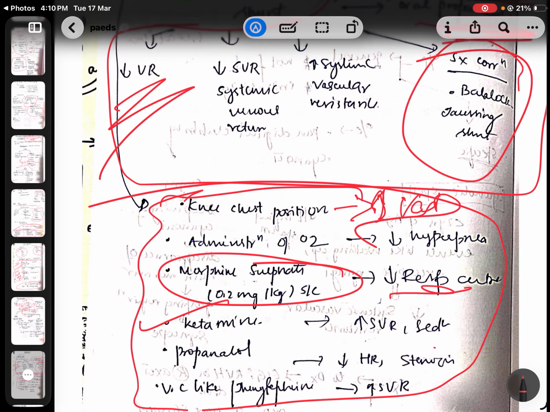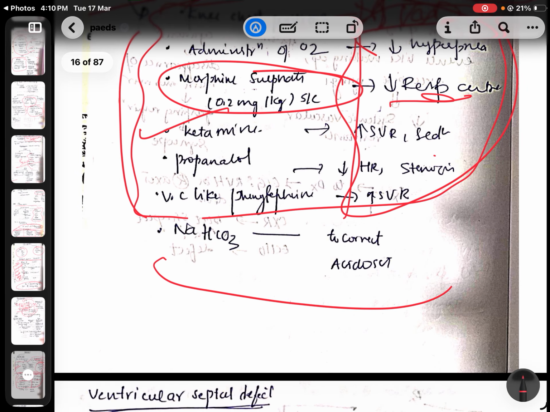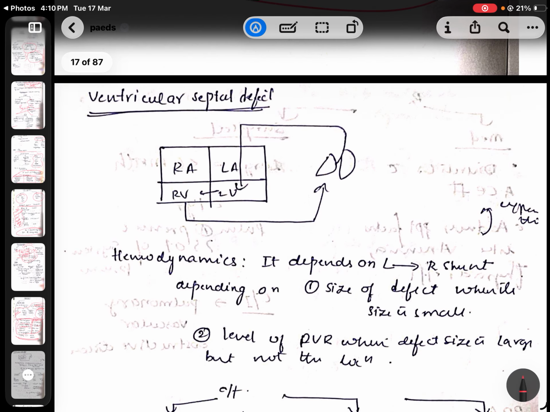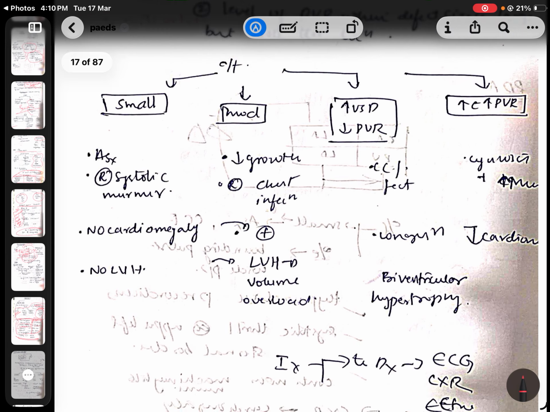So whenever you are writing that, make sure you write the cause also, because this is core. Even a nurse can write this, but why you are giving it is what is important. Also, to correct acidosis you can give sodium bicarbonate. Again, this is what I told. While writing, make sure you write this so that you understand. If you draw this diagram and start explaining things, then you are in a better position to answer all the related things also.